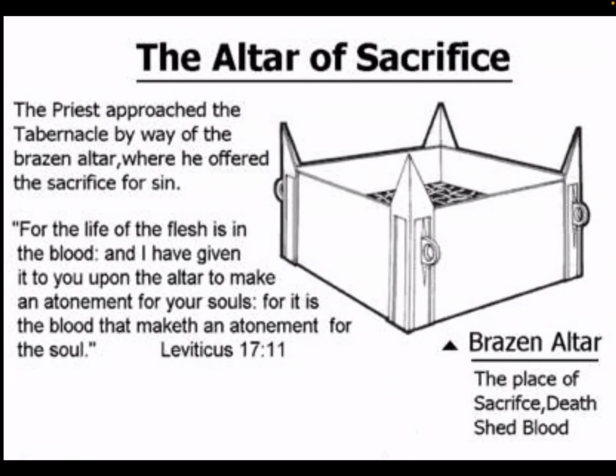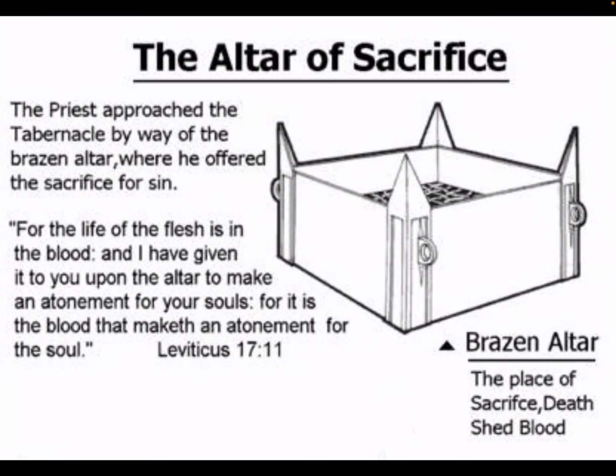The priest approached the tabernacle by way of the brazen altar, where he would offer sacrifices for sin. As Leviticus 17:11 explains, "For the life of the flesh is in the blood, and I have given it to you upon the altar to make an atonement for your souls. For it is the blood that maketh atonement for the soul." And the brazen altar was the place for the sacrifice and the shedding of blood.